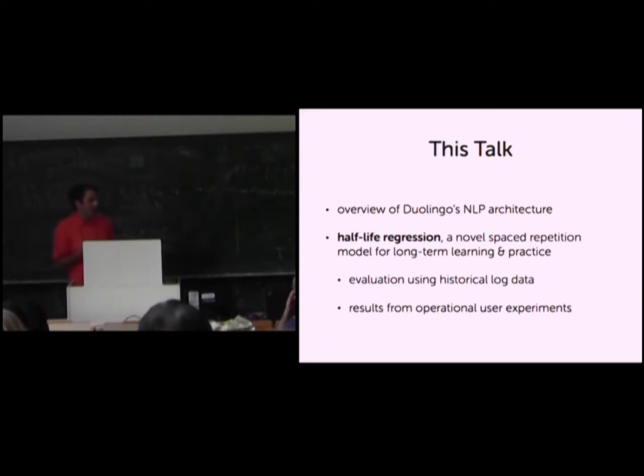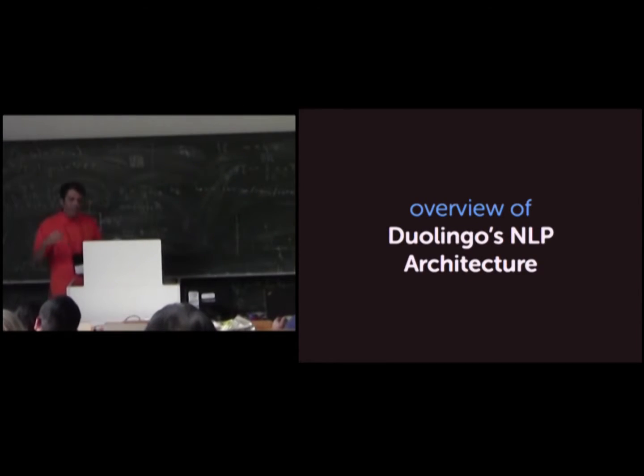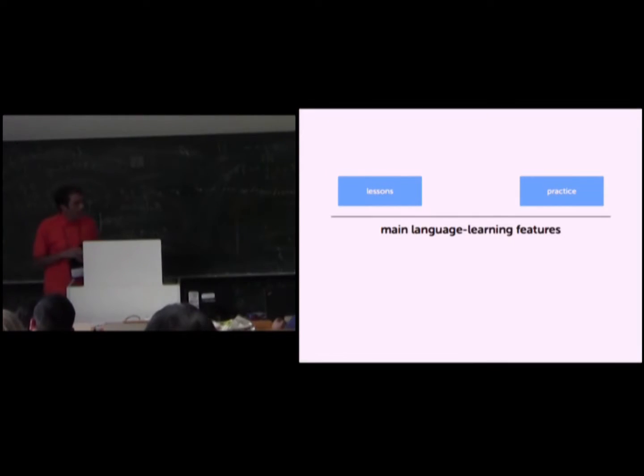So what I'm going to talk about is, first I'll give a brief overview of what Duolingo does, in case you're not a user of Duolingo, and then I'll talk about one particular technique that they're using to encourage people to engage with language learning in the context of Duolingo, in particular how to model what people remember when they're learning language. Okay, so how does Duolingo work and how does it use natural language processing?